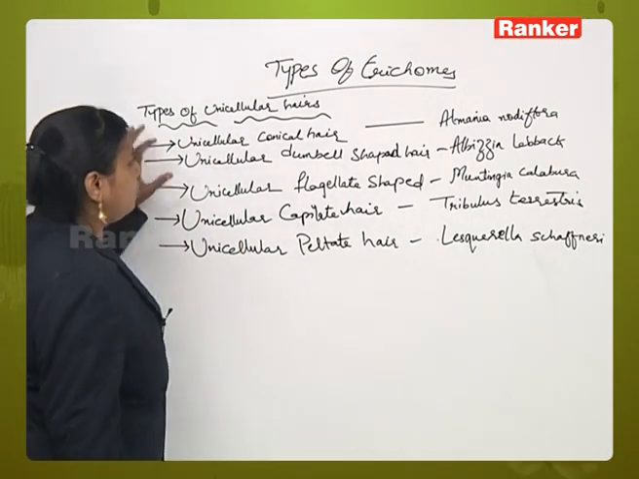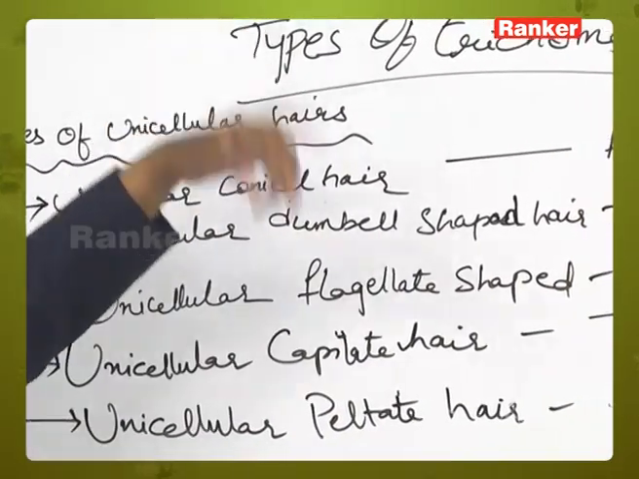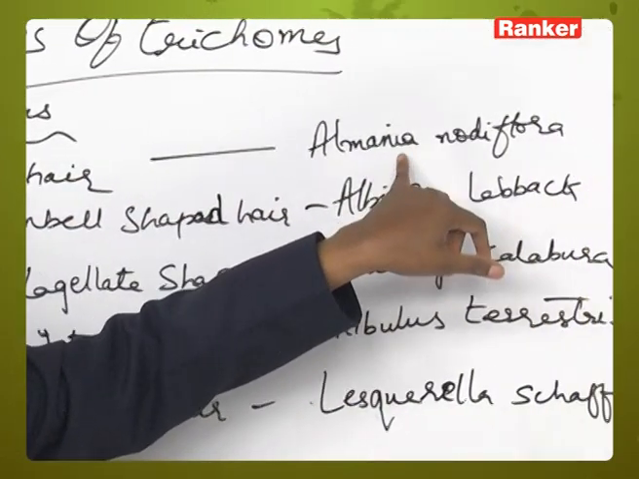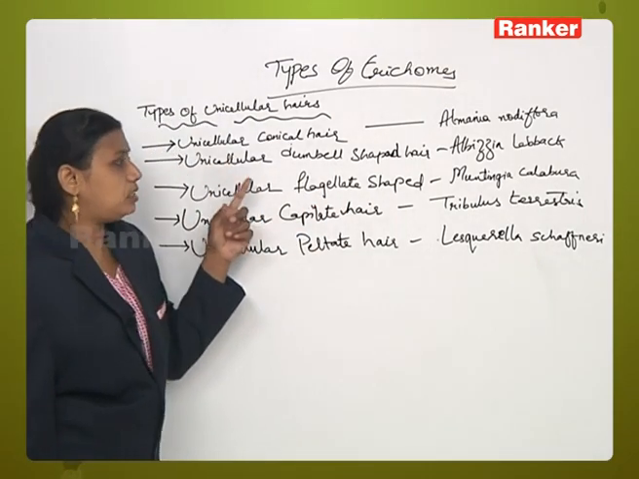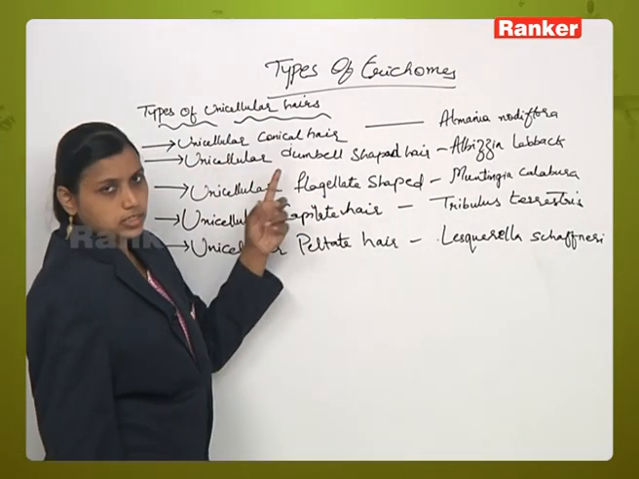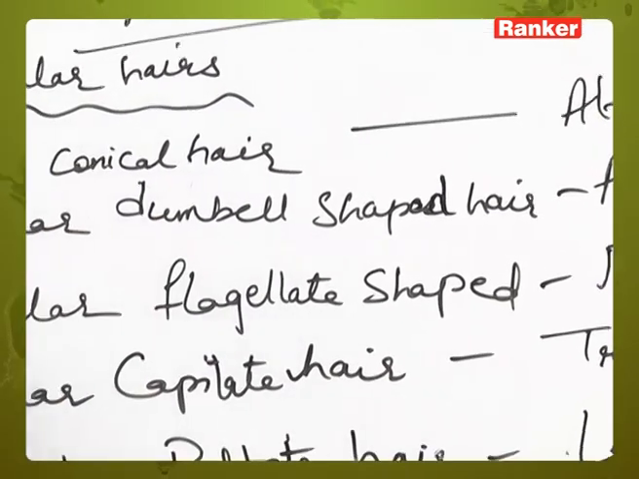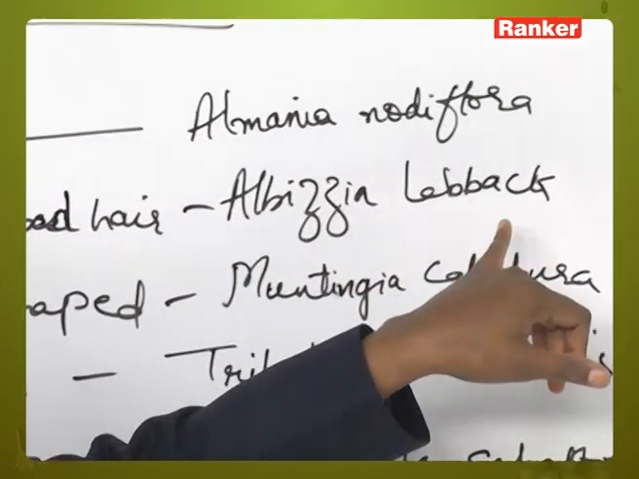So, the first one in unicellular hairs you have is unicellular conical hair type, where the body is conical in shape. Now, here the example for this is Alternanthera nodiflora. Next one is you have unicellular dumbbell shaped hairs. So, here the body structure will be in the form of a dumbbell shaped structure. So, here unicellular dumbbell shaped hair is present. It is present in Albizia lebbeck.